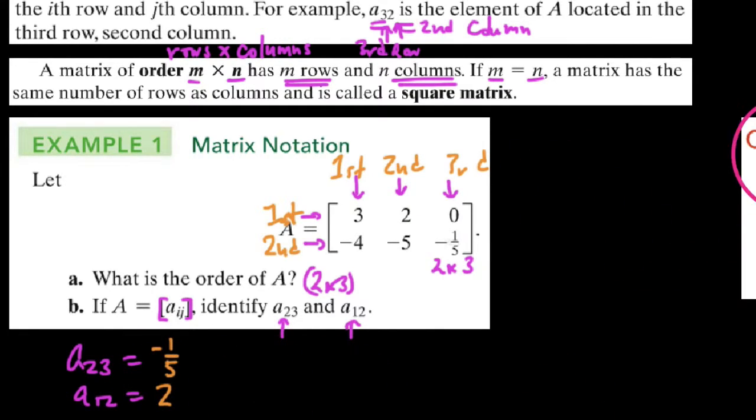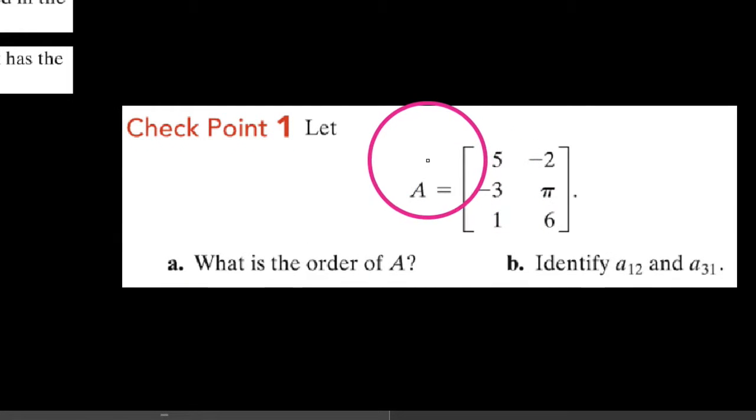So what I'd like for you to try is just identify the order of this matrix A that you see over here, but also identify a12 and a31.